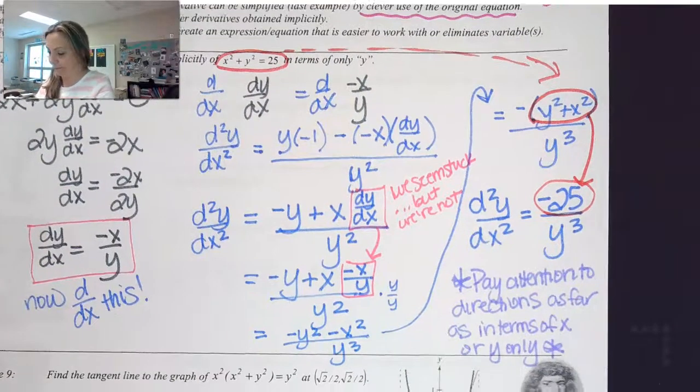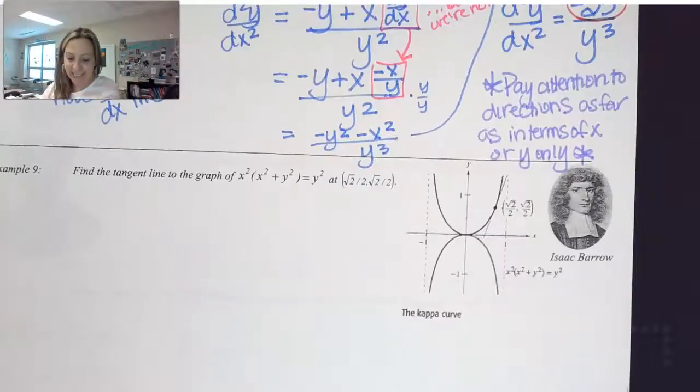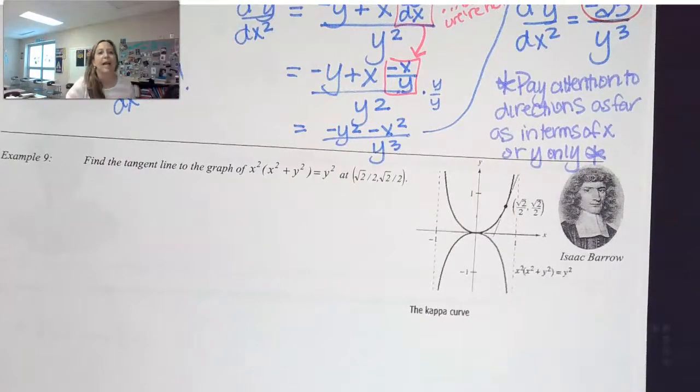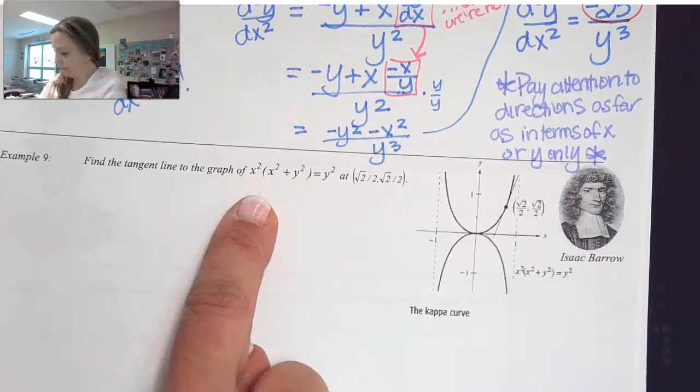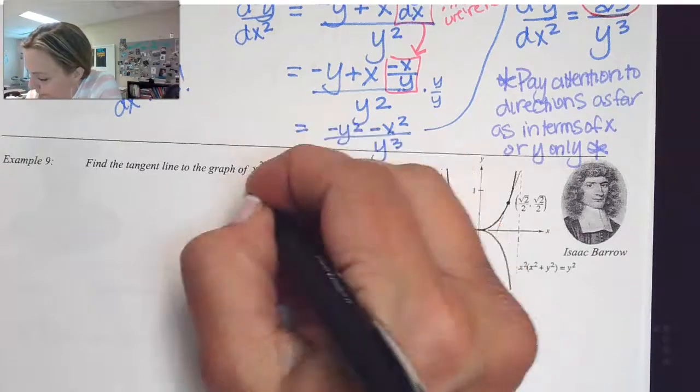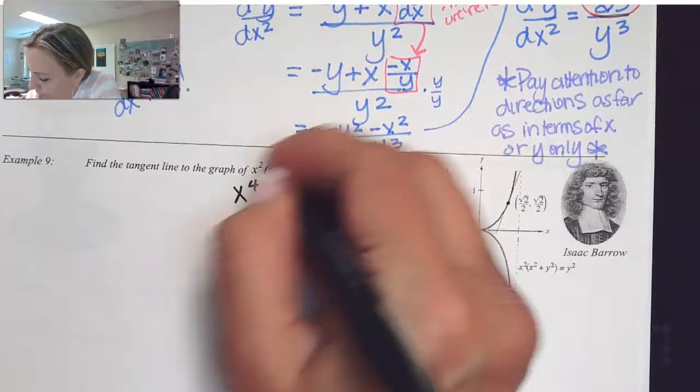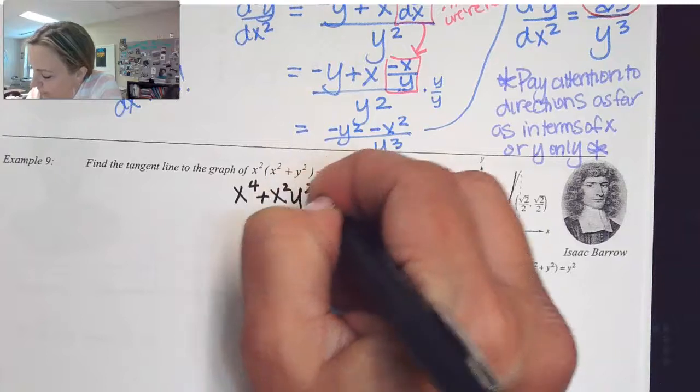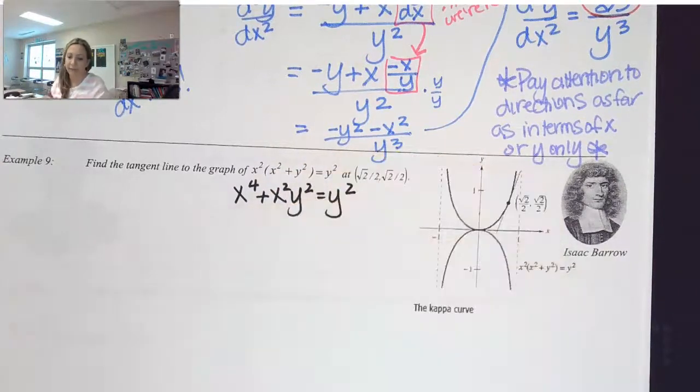All right, example 9. Find the tangent line to the graph of x squared times the quantity x squared plus y squared equals y squared, and then we're going to find it at this specific point, root 2 over 2, root 2 over 2. I don't really want to use the product rule here on that piece. I might revise this equation at first, so I might start by distributing the x squared, ending with x to the 4th plus x squared y squared equals y squared. I might do something like that, okay?